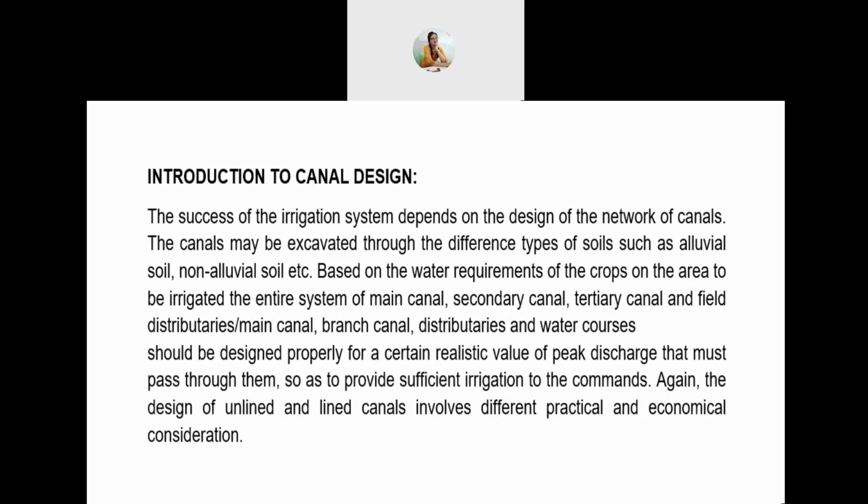Next, introduction to canal design. The success of the irrigation system depends on the design of the network of canals. The canals may be excavated in different types of soil such as alluvial soil, non-alluvial soil, etc. Based on the water requirements of the crops on the area to be irrigated, the entire system of main canal, secondary canal, tertiary canal, and field distributaries, or main canal, branch canal, distributaries, and water courses, should be designed properly for a certain realistic value of peak discharge that must pass through them, so as to provide sufficient irrigation to the commands. Again, the design of unlined and lined canals involves different practical and economical considerations.